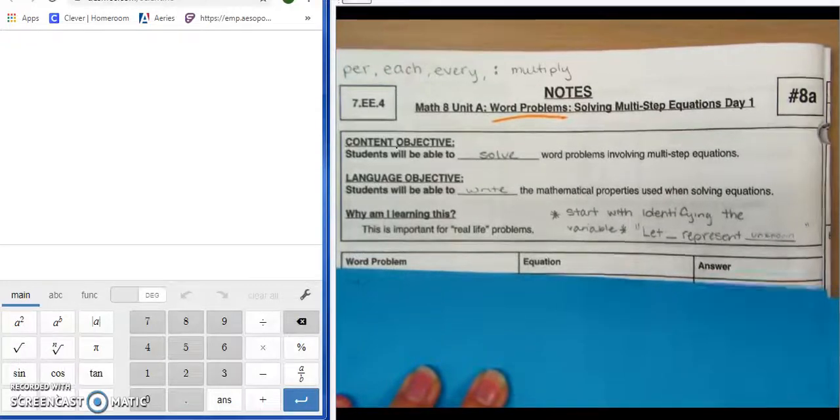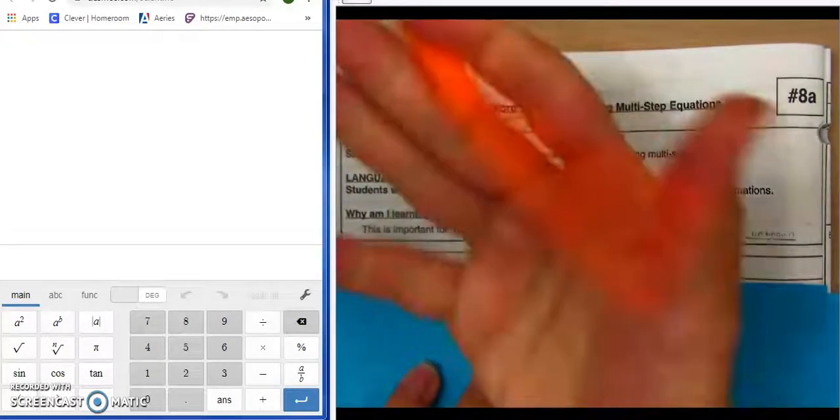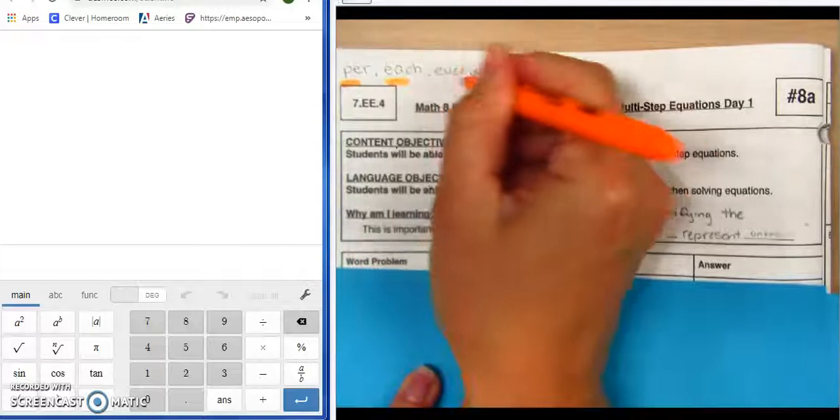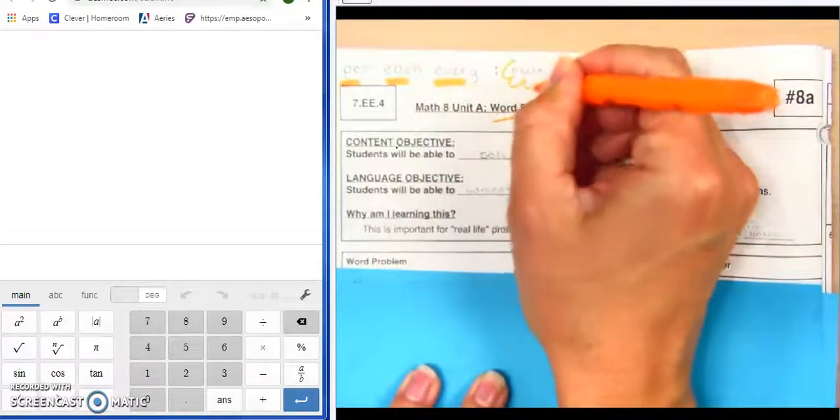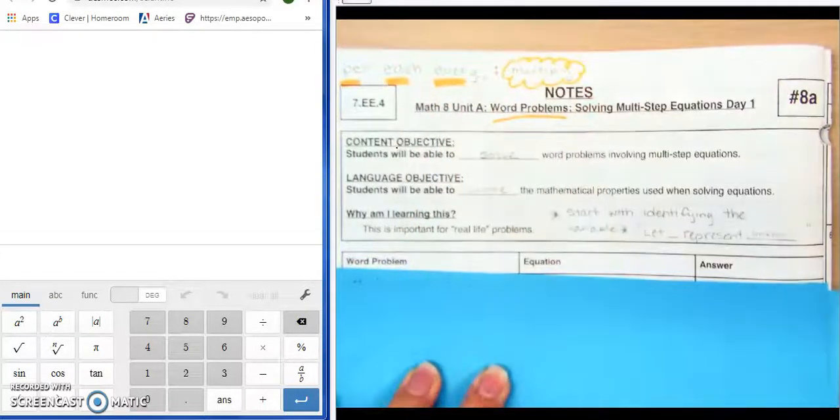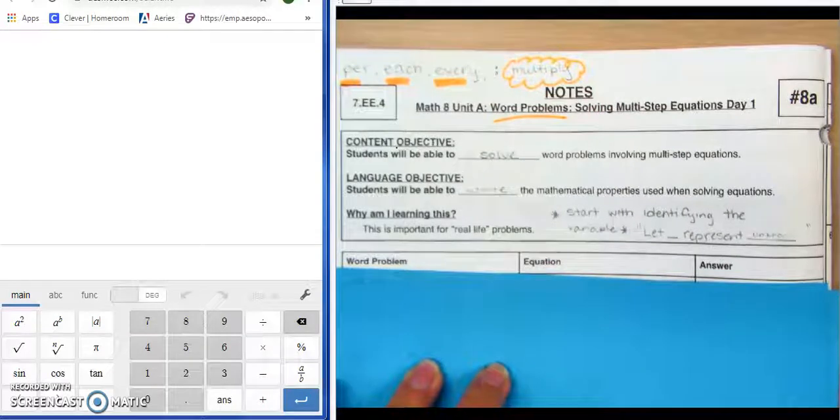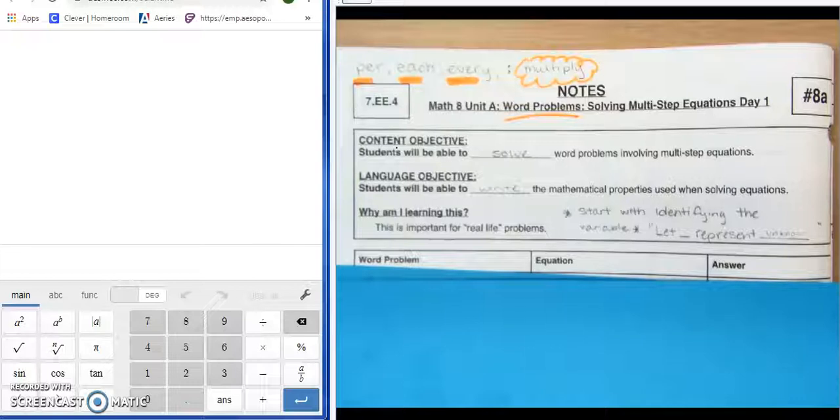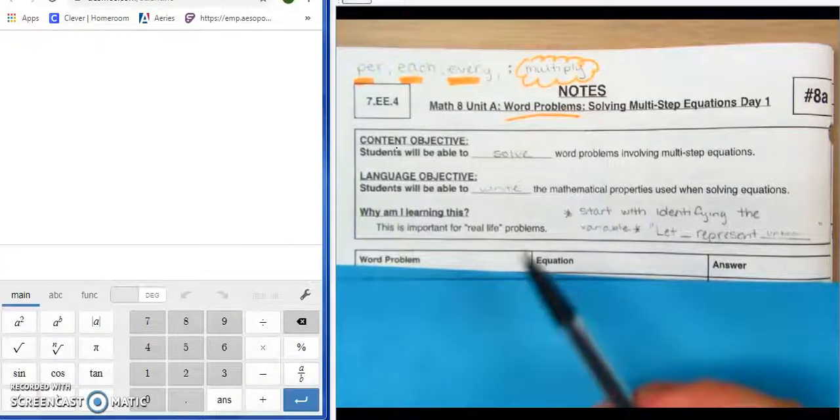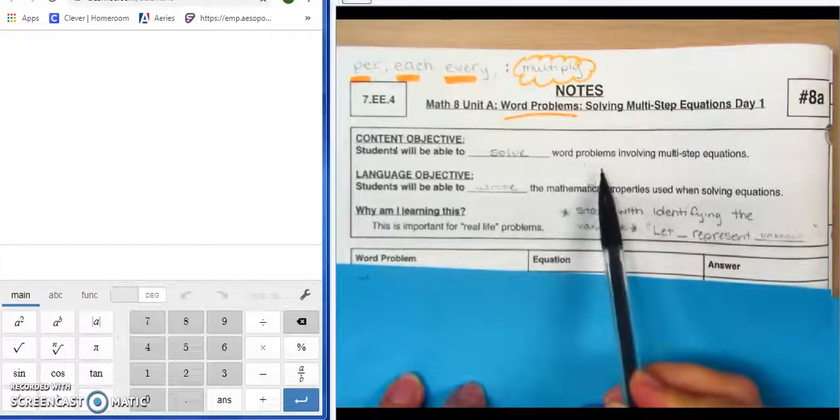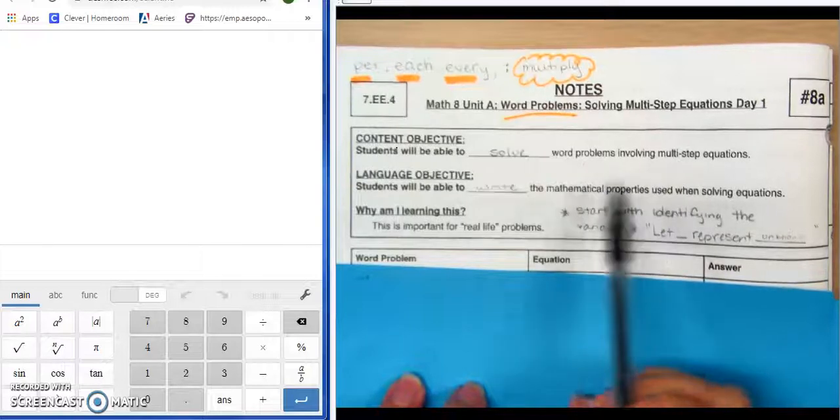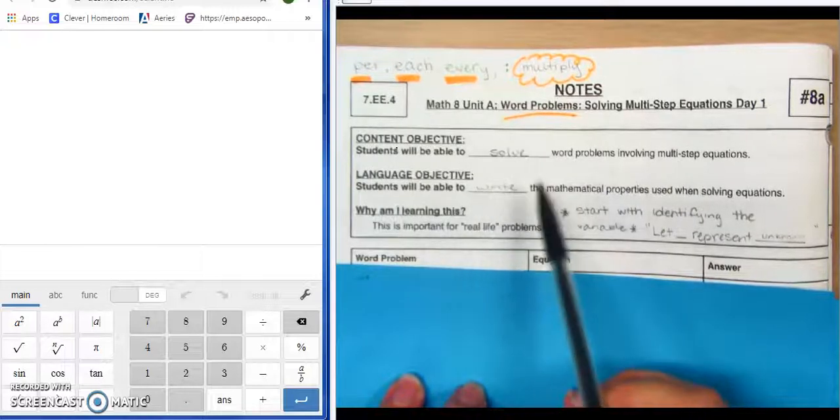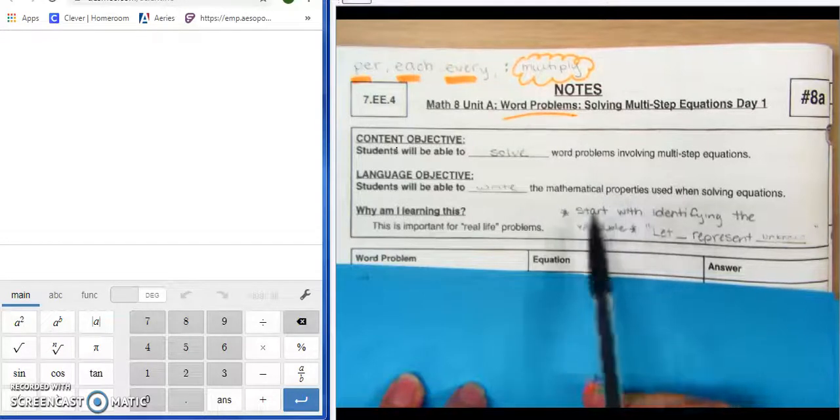So today some key words you're going to want to note. If you see the words per, each, or every, that always means we're going to be multiplying whatever comes next. So per, each, and every are our key words to indicate multiplication. But let's go ahead and fill in your blanks here in your workbook. Students will be able to solve word problems involving multi-step equations. Students will be able to write the mathematical properties used when solving equations.